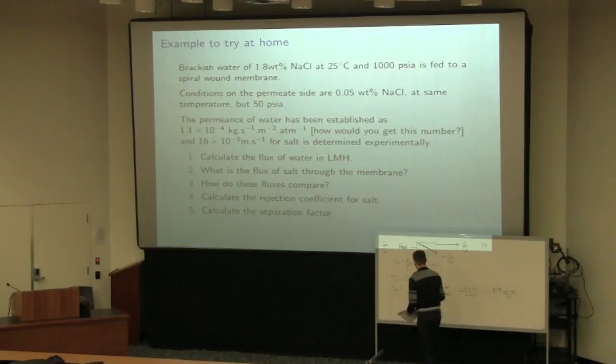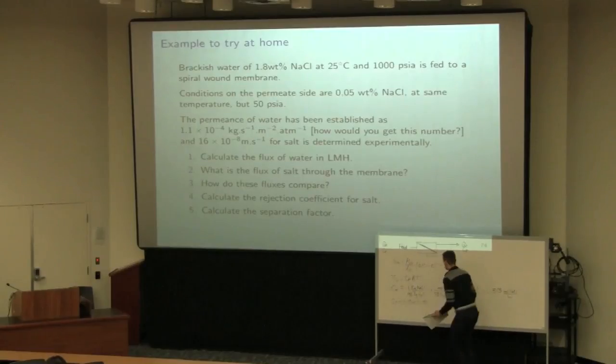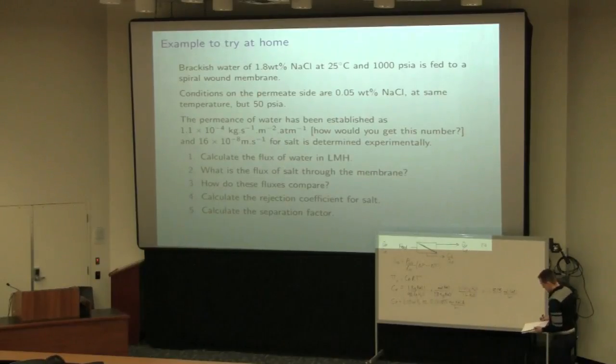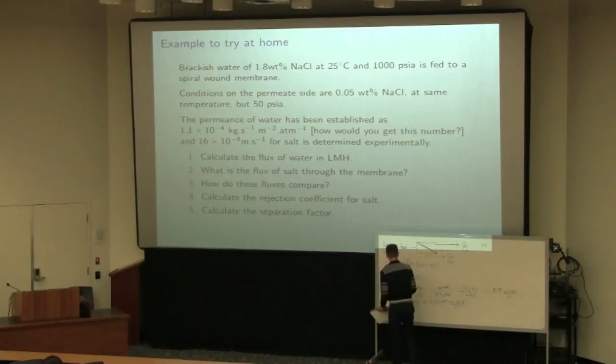Then we can do the same for the permeate. I won't go through the calculations, other than to say C permeate at 0.05 weight percent is equivalent to 0.00855 moles per liter. So our delta pi can be calculated from those two concentrations. The osmotic pressure difference is equal to Cf minus Cp times R times T.